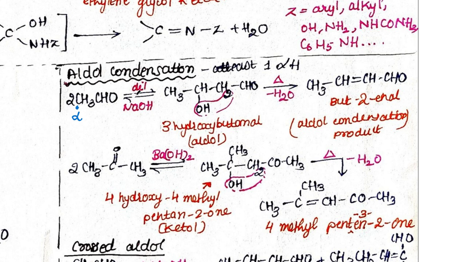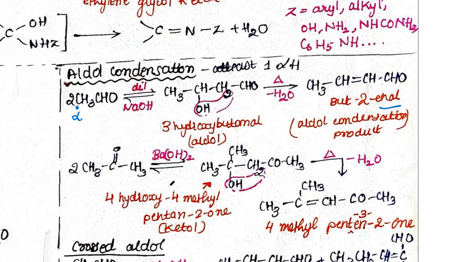Now in aldol, it will react with dilute NaOH. What will happen? It will form 3-hydroxybutanal, which means CH3, CH(OH), CH2CHO, where CH is attached with OH. As you can see, I am taking 2 moles, so both of them together will form this compound, and on removal of water and heating, I'll get CH3CH double bond CHCHO, that is but-2-enal. This is the aldol condensation product. But what is that aldol? Aldol is 3-hydroxybutanal.